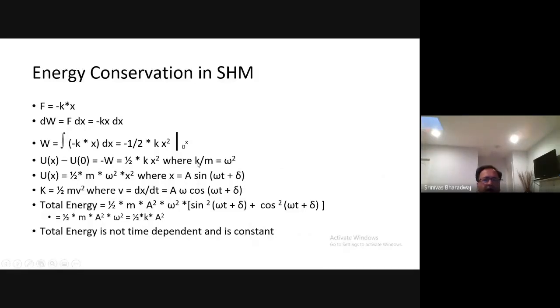So this one is half k x square, and this one is half m v square. So the two are just 90 degrees out of phase. So one is the sine, the other is the cos. When you add the two, you end up with half k a square or half m omega square a square. Okay. So m omega square equals k. Why is that? Omega square equals k over m. You see? Therefore, m omega square equals k. And the total energy is half k a square.